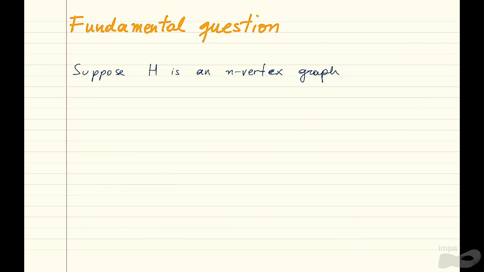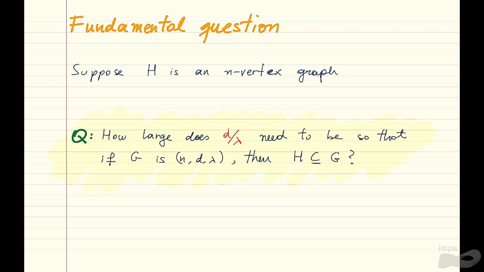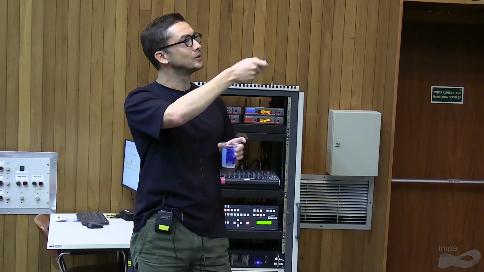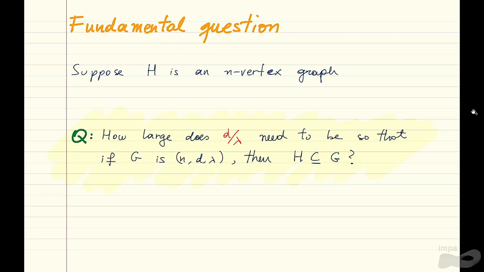So in this area, one of the fundamental questions is the following. We have a graph H which has n vertices. And what we want is to find the weakest possible expansion conditions forcing that every (n,d,lambda) graph will contain a copy of H. So the question is, how large does this spectral gap, d over lambda, need to be so that if G is an (n,d,lambda) graph, then we can find a copy of H in G? That's the fundamental question in this area. In random graphs, we want to find the threshold. In expander graphs or pseudo-random graphs, we want to control the expansion, or how good the pseudo-randomness is, so that it forces H to be contained in G.